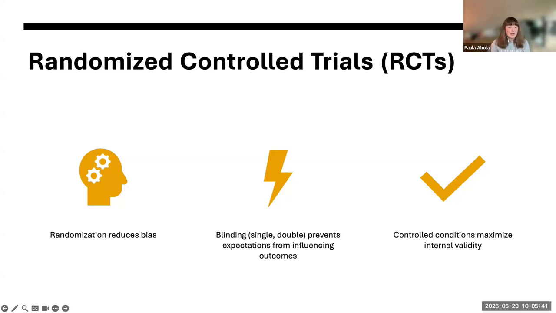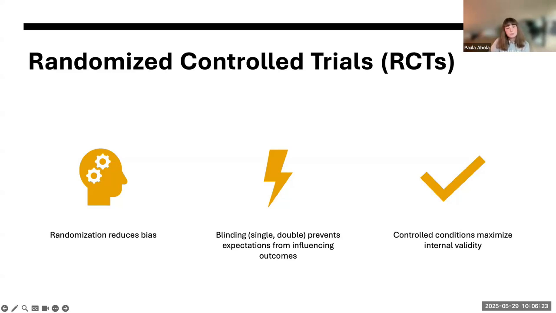Secondly, we have blinding in randomized controlled trials, which would be either single or double blinding, and it prevents expectations from influencing outcomes. Blinding means that participants, researchers, or both do not know which group participants are assigned to. We have two major types of blinding. Firstly, we have single-blind studies, where only the participants don't know if they're assigned to placebo or the treatment. And we have double-blind studies, which are the most rigorous form of randomized controlled trials. And there, neither the participants nor the researchers know the group assignments, whether placebo or treatment is assigned to a patient.